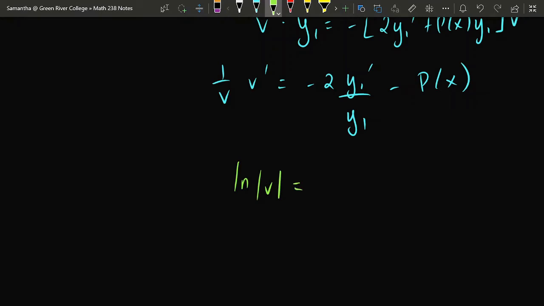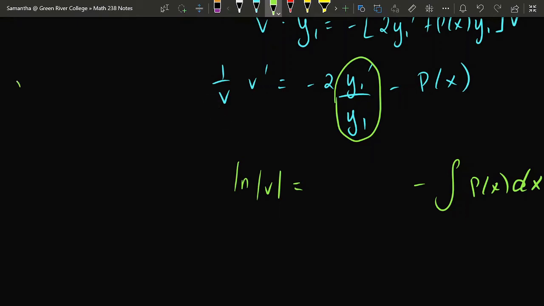Now let's see what we can do with the right-hand side. There's not much we can do with p of x, which is just a complete mystery function. So all I'm going to do is write it as the integral of p of x, whatever it happens to be. But there is something that can be done with the integral of this fraction here, y1 prime divided by y1.